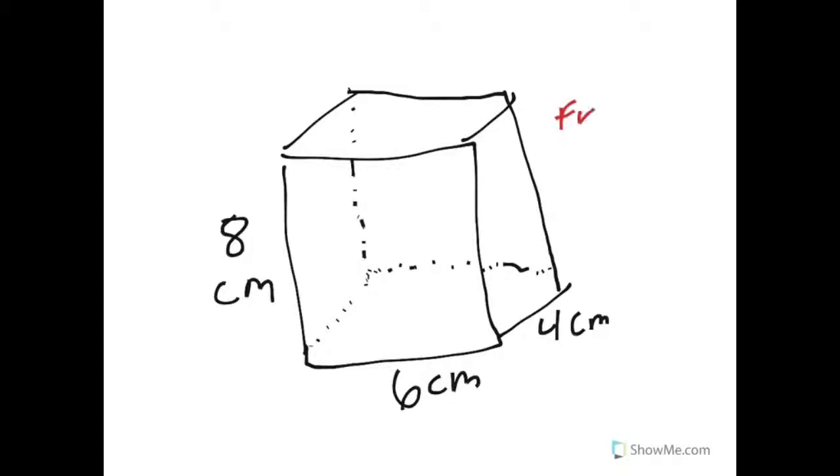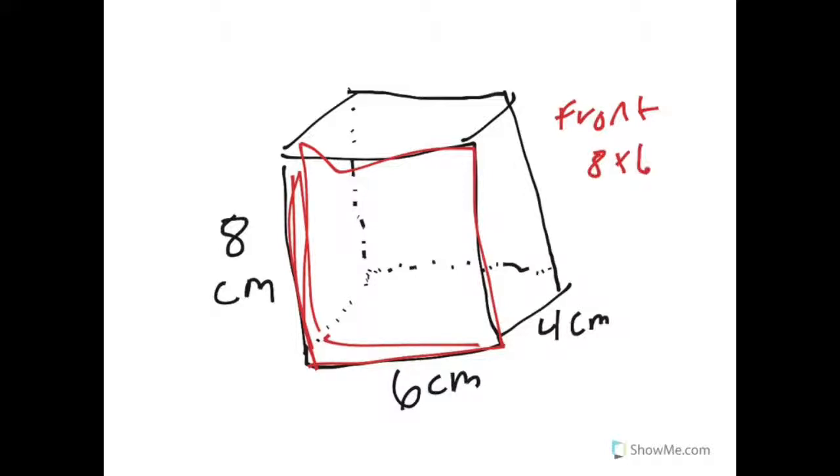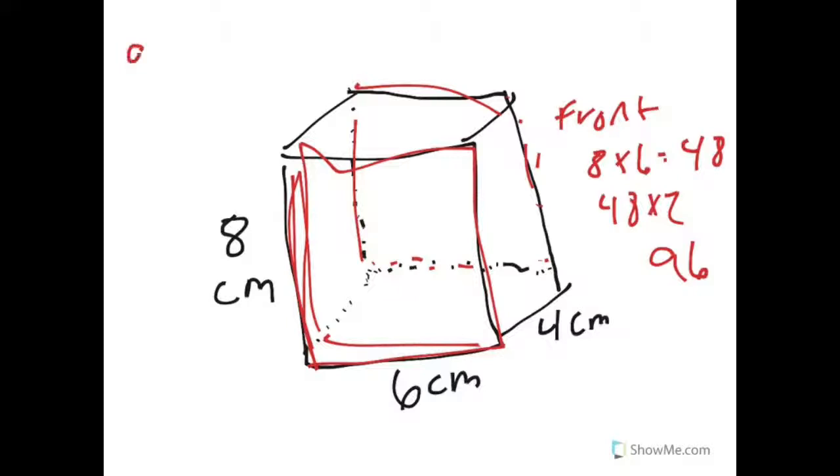First of all, I need to know the front. The front here, well, I know this is 8 by 6. We're looking at 8 times 6 to get our area. We know that's 48. And I'm not going to draw it, but we also know that the back would also be 8 times 6. So you take 48, you have that twice because you have the front of the cube and the back of the cube. So 48 times 2 is 96. And I'm going to set that aside here. 96. Put a pin in that.